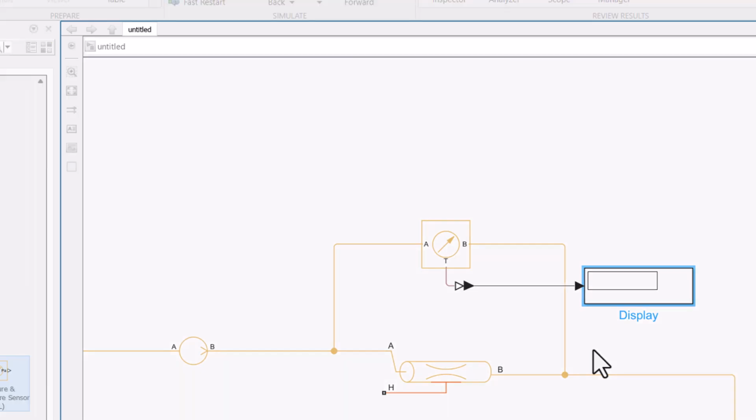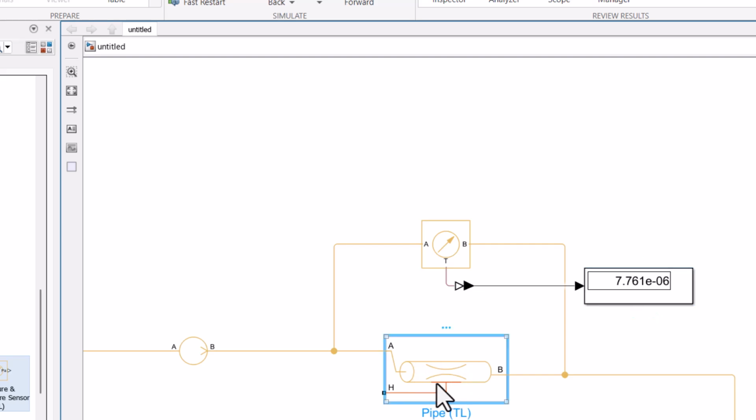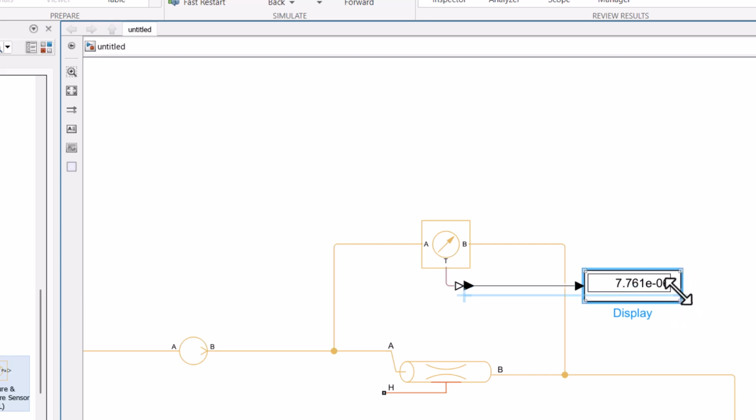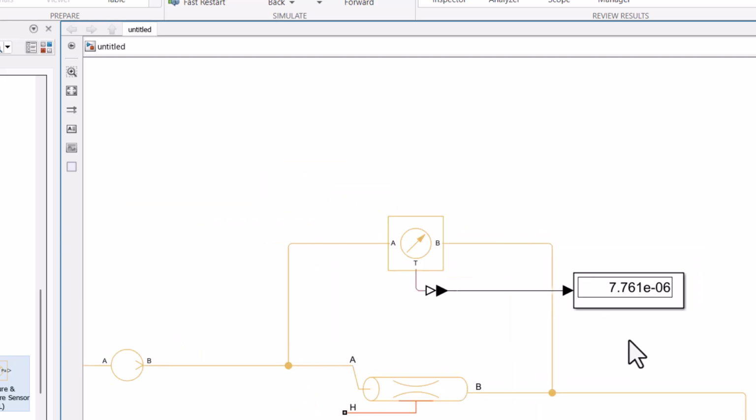I run the model by pressing Ctrl T, and you see the value is basically 0 since this is an insulated pipe. It does not have that much of a heat transfer, and the reason why this is not 0 is because there's some friction in the system, and you can call it a negligible amount of differential temperature.